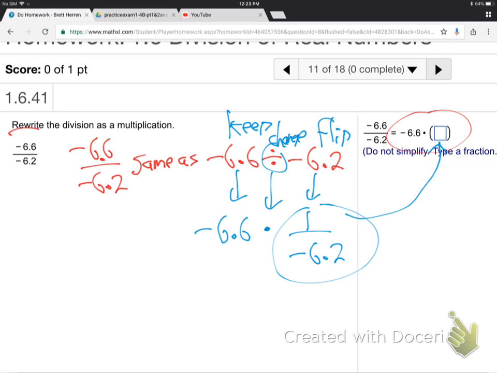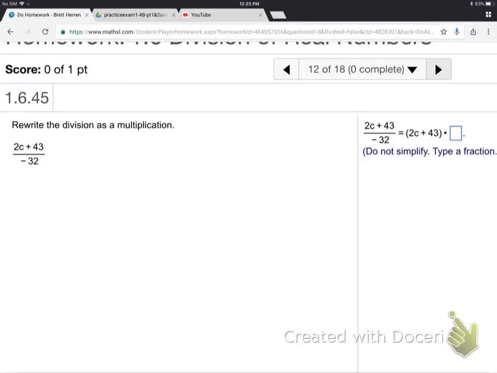So it's a lot like the last one. Is that making sense? It's a little weird, a little out of the ordinary. That keep, change, flip, though, that's a nice succinct way to do that. Yeah. Good. All right, I'll move on. So just write that fraction as a sideways division and then keep, change, flip. Okay, can you do that one?